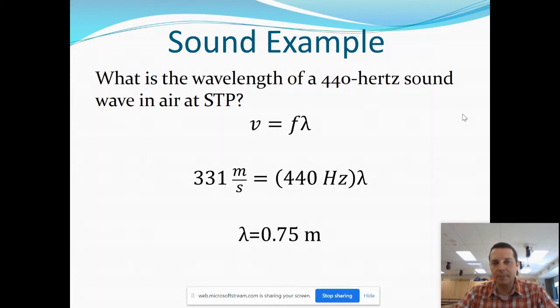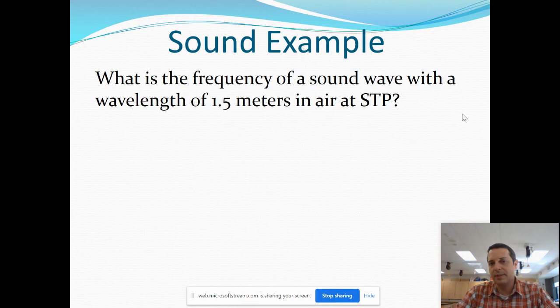So this is an example of how you would take a sound wave moving at STP and find its wavelength from its frequency. Let's try one more example, and we're going to take it the other way. In this scenario, we're going to start with wavelength and find frequency, whereas before we started with frequency and found wavelength. So here we want to know what is the frequency of a sound wave with a wavelength of 1.5 meters. Again, we're going to apply the same exact equation.